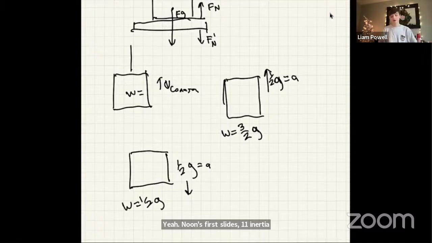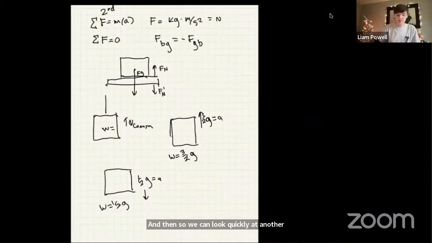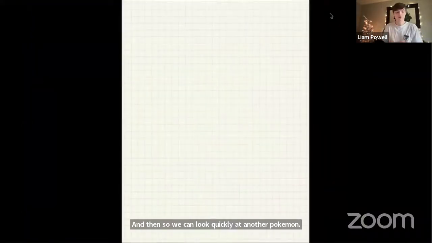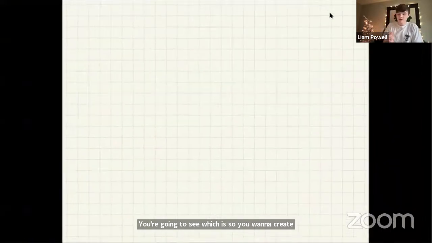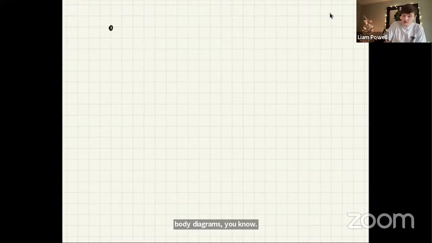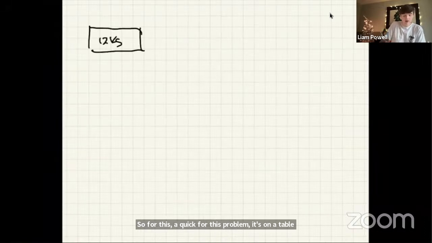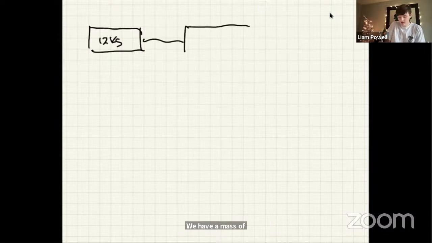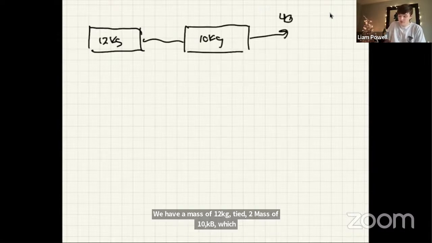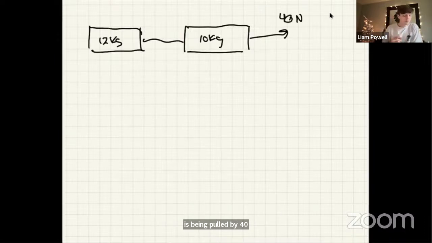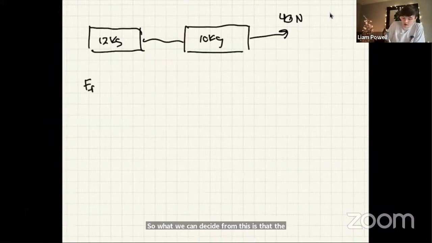And then we can look quickly at another problem you're going to see. You want to create free body diagrams, so you just draw a point and then you draw all the forces acting on it. For this problem, it's on a table. We have a mass of 12 kilograms tied to a mass of 10 kilograms, which is being pulled by 40 newtons of force.